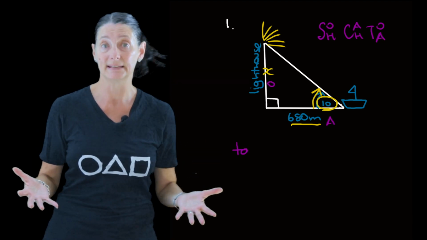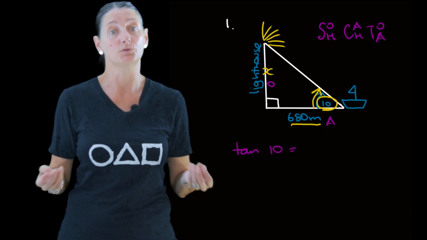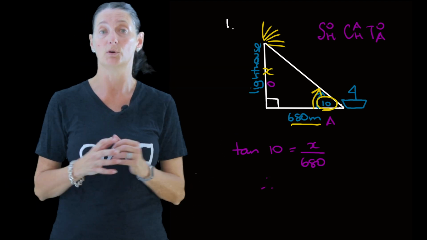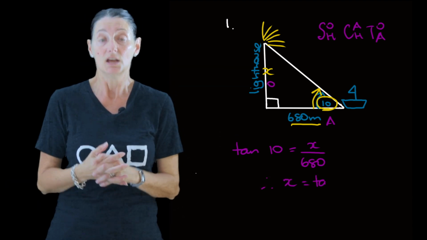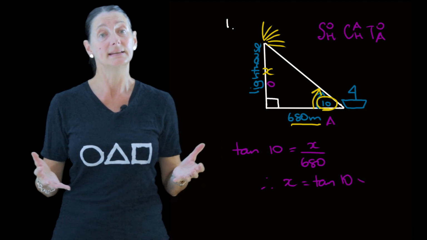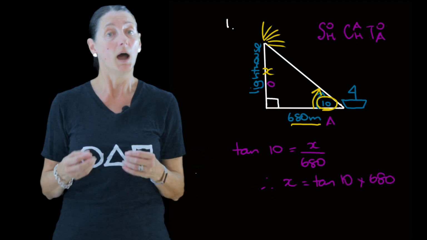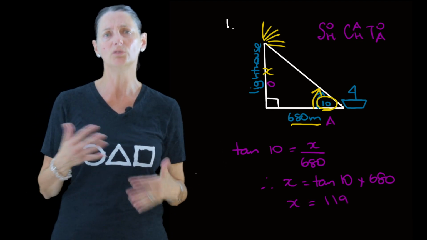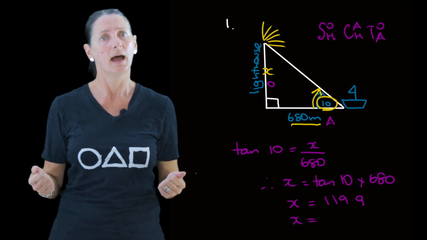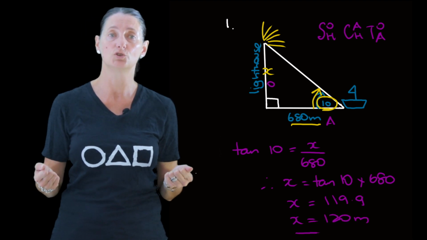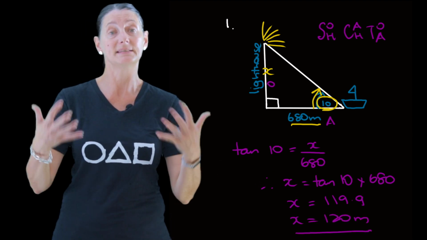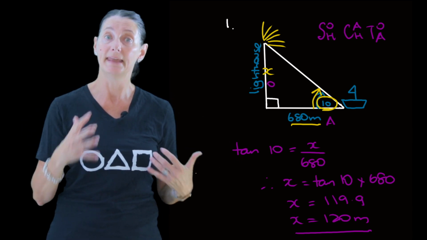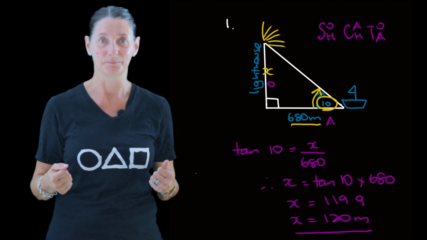So let's go all the way back to lesson 2. Tan 10 is equal to X over 680. And because my unknown is on top, all I have to do is multiply both sides by 680. So I'm going to end up with an equation X equals 680 times tan 10. I punch it in the calculator and I'll get a value of 119.9 metres, but I want to round that. So I'm going to round it to the nearest metre, which works out to be 120 metres. Basically, my ship is 680 metres from the lighthouse. I'm looking up to the top of the lighthouse at a 10 degree angle, and now I know that that lighthouse is 120 metres.